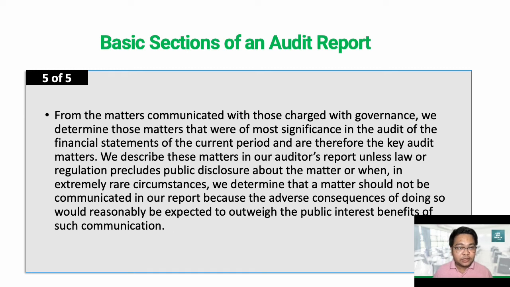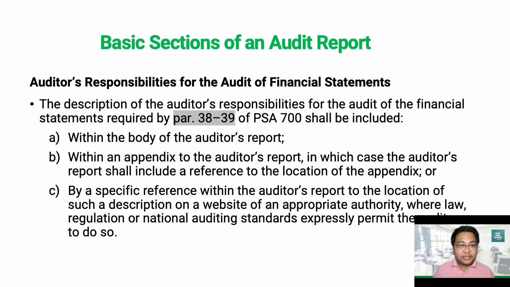But take note, those gray areas, we have the option to include them in an appendix or in a website, instead of putting them in the audit report itself. So the description of our audit responsibilities in accordance with paragraphs 38 to 39 of PSA 700. Now, these were the gray areas in our previous slides. So we can include them within the auditor's report as is, or we can exclude them from our audit report altogether and include them in an appendix.